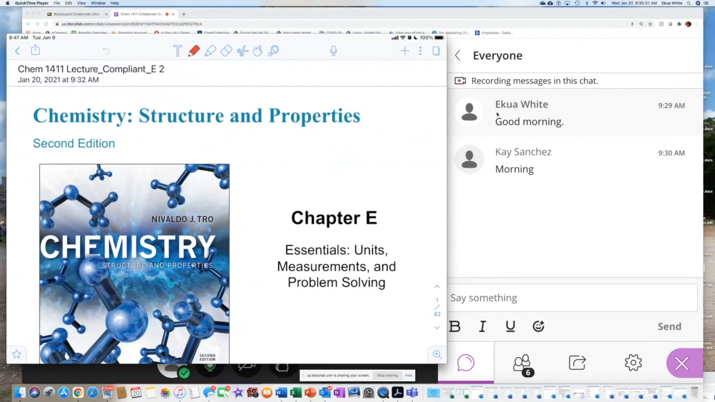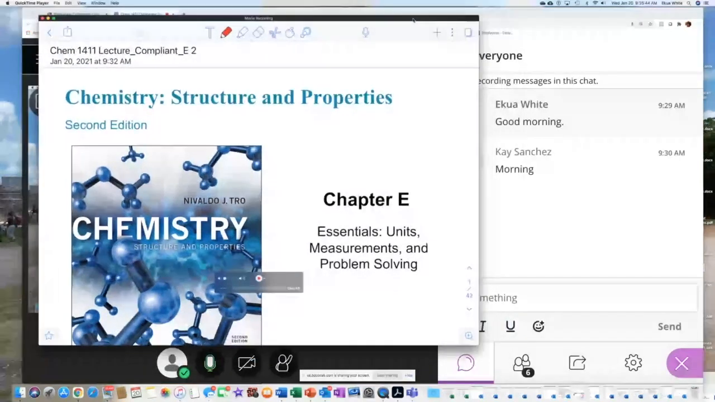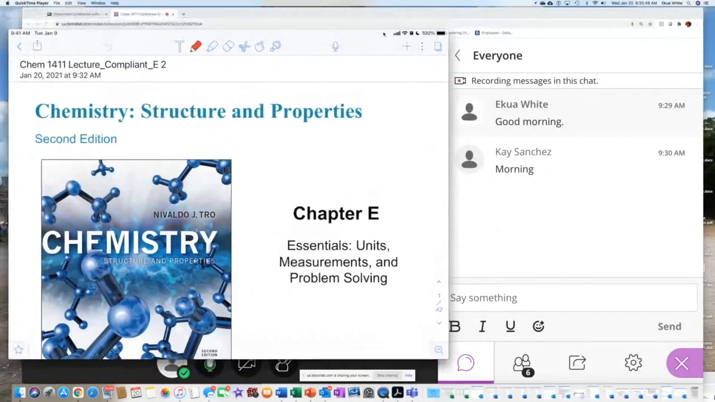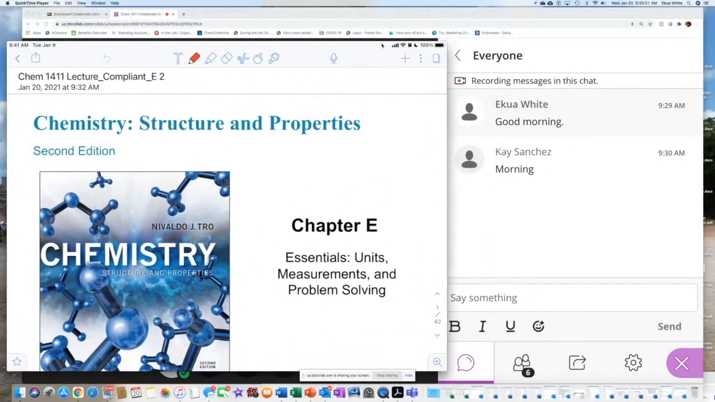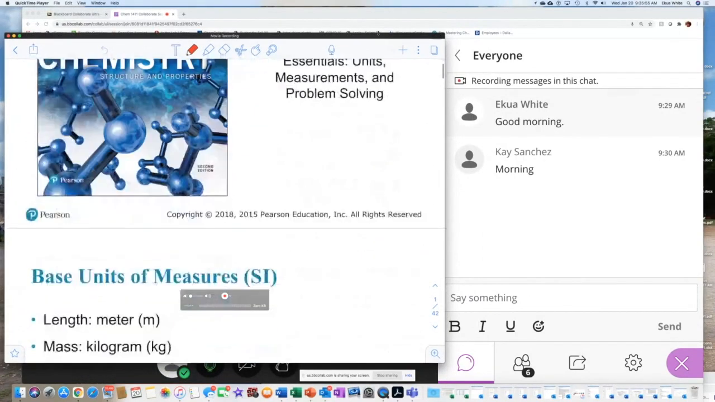Well, this is the first day of class. We'll start with chapter E. And so unless anybody has any questions, I'm going to go ahead and start with chapter E. Now, at some point we should be seeing closed captioning, but I don't know. The feature sometimes works, sometimes it doesn't, so I don't know where it is. Anyways, I'll jump right into it.